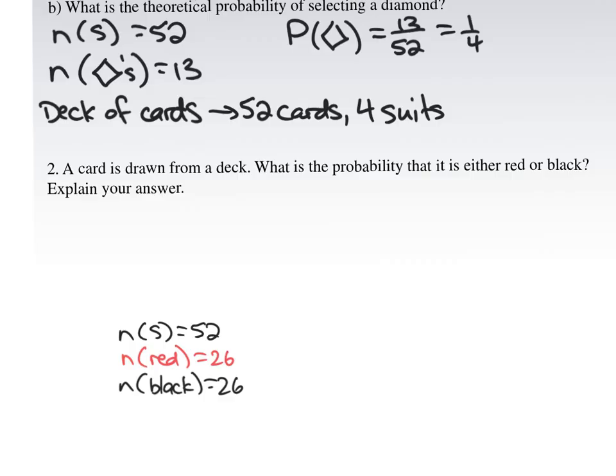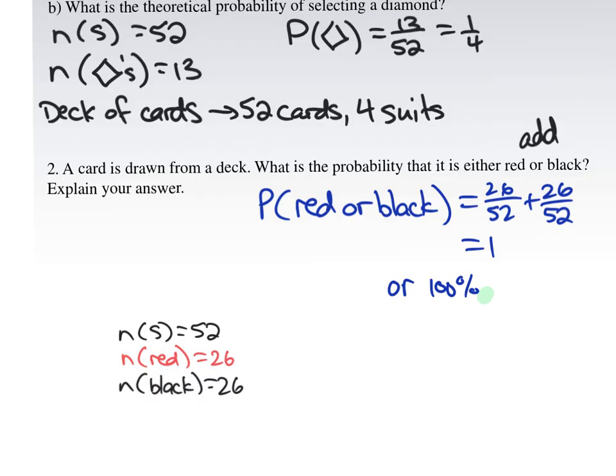So going back to our question, we're looking at what is the probability that it is either red or black. I'm hoping that you guys remember that the word or means add. Sorry, I said it means and, but and means multiply, or means add. So the probability of it being red is 26 over 52. The probability of it being black is 26 over 52. When we add those together, we get 52 over 52, or 100%. I hope that makes sense, considering there are only red or black cards in a deck of cards.